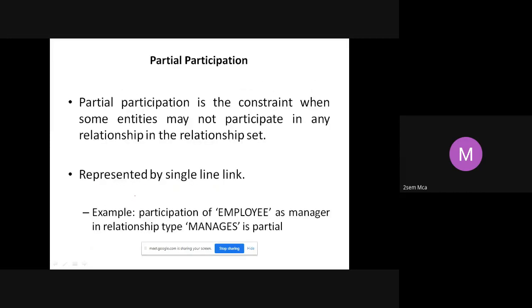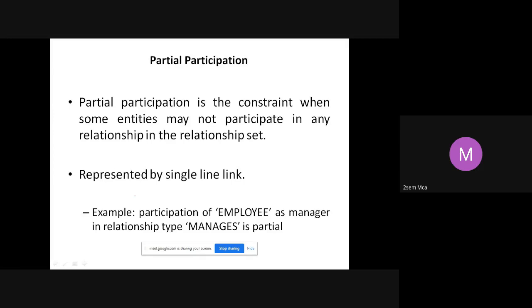Partial, as I said, means some entities may not participate in the relationship. It is represented by a single line. As we said, employee as a manager. I explained this when we saw that ER diagram. All employees cannot become managers. Some employees will become managers, some may not. So you show it as a partial participation. It is a single line, right?